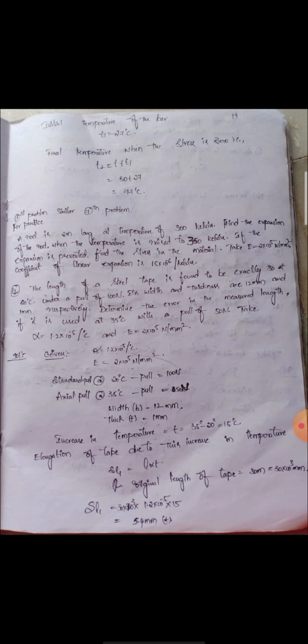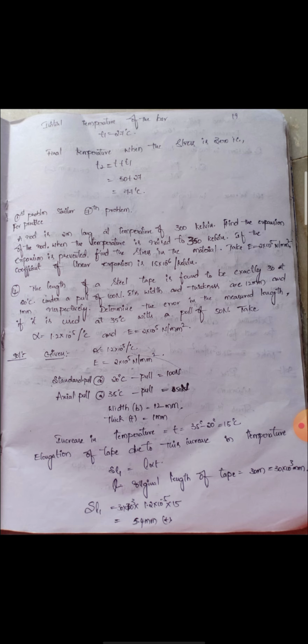It is used at 35 degrees centigrade with a pull of 50 Newton. So at 20 degrees centigrade the pull is 100 Newton, and at 35 degrees centigrade the pull is 50 Newton. Alpha value is 1.2 into 10 power -5 per degree centigrade and E equal to 2 into 10 power 5 Newton per mm square. So we have to find out the error in the measured length.